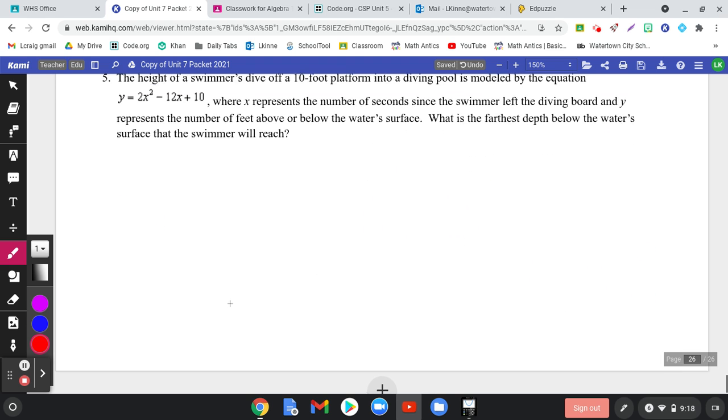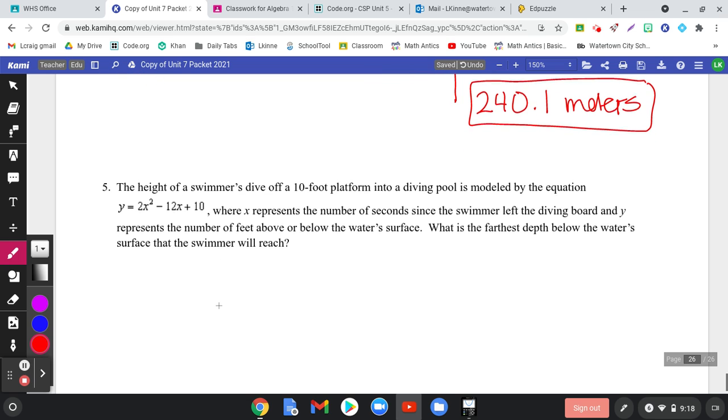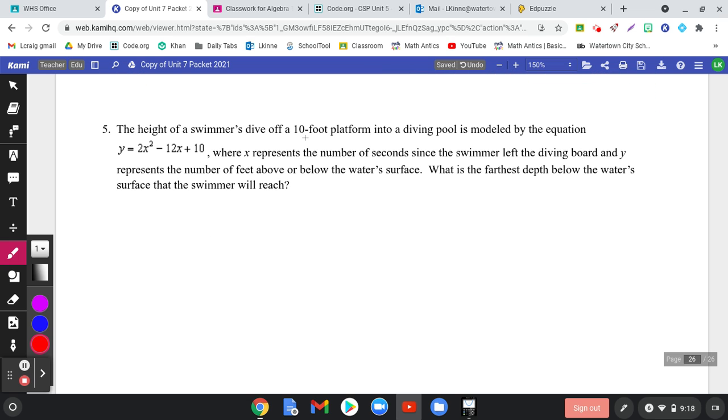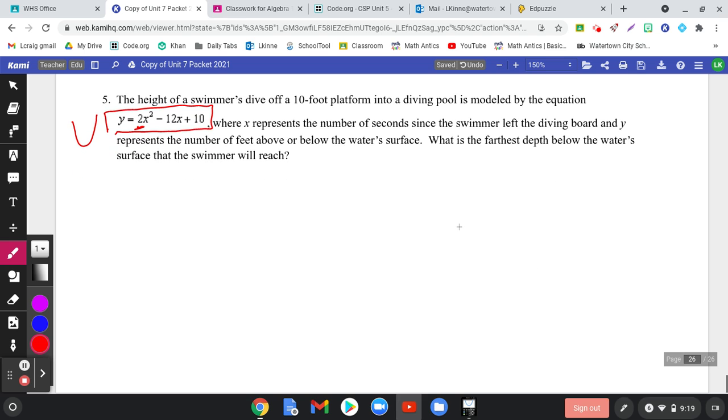All right. Last one. The height of a swimmer's dive off a 10-foot platform into a diving pool is modeled by this equation. All right, so I want to point out this is positive. So we're going to have a U shape, but think about it. If they're diving into the water, they're going to dive in and then come back out. X represents the number of seconds since the swimmer left the diving board, and Y represents the number of feet above or below the water's surface.